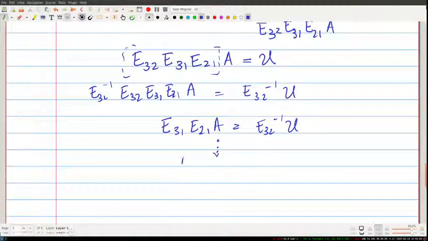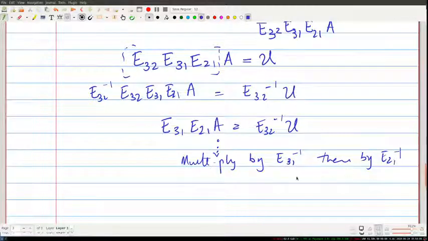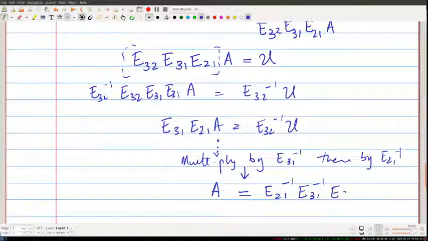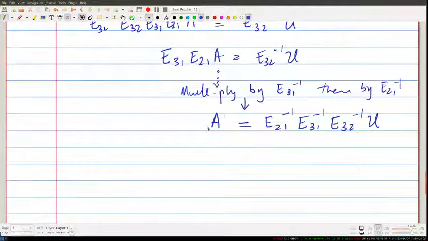So let's say I multiply by E31 inverse, then by E21 inverse, and so I finally get the matrix. I'm skipping 2 steps here, but I hope everyone can see what's happening. So I get E21 inverse, E31 inverse, E32 inverse times U. So this gives me the matrix A factorized into a product, right?